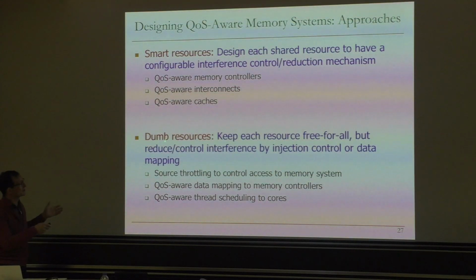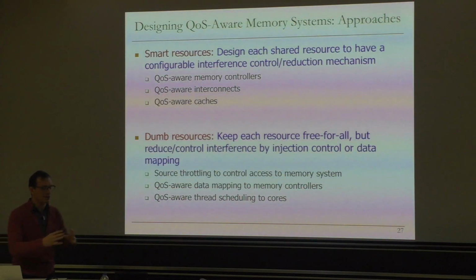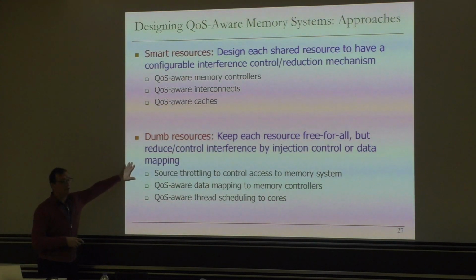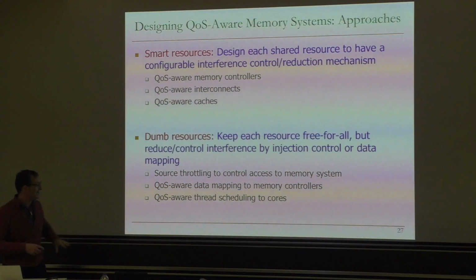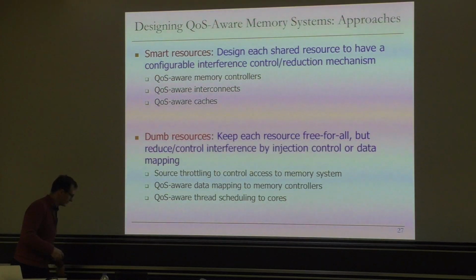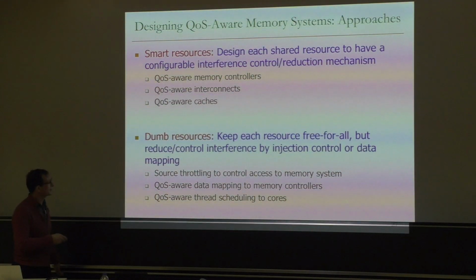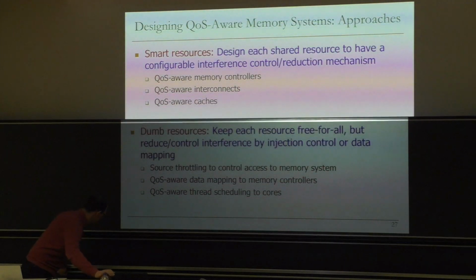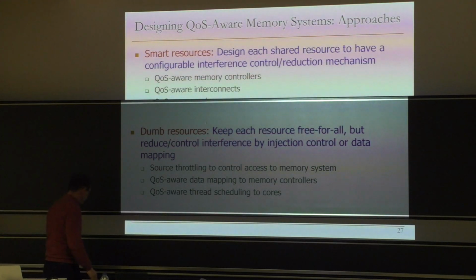Basically, dumb resources. I call this dumb resources, meaning keep the resources similarly to what they are, or maybe optimize the resources for maximal throughput or minimal latency. Don't care about quality of service as much, but somehow handle interference on some other side. Basically, control the interference in some other way, for example, by source throttling. This is kind of similar to the picture that I showed you earlier.